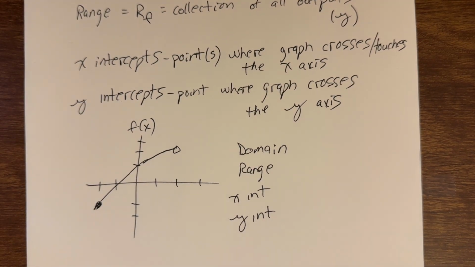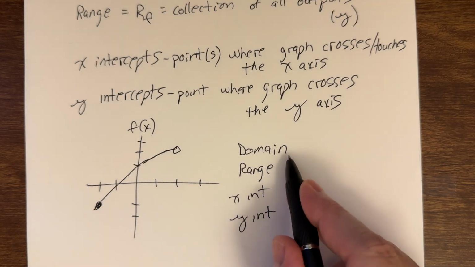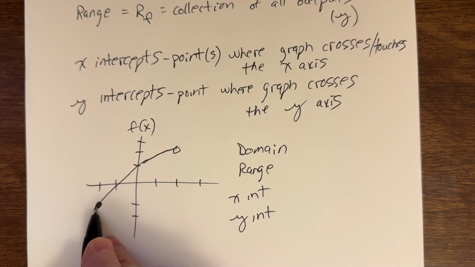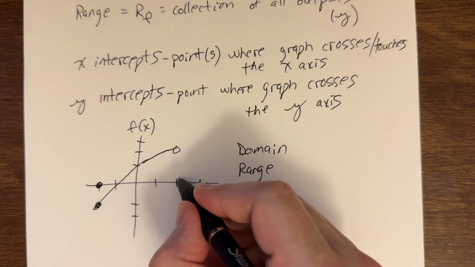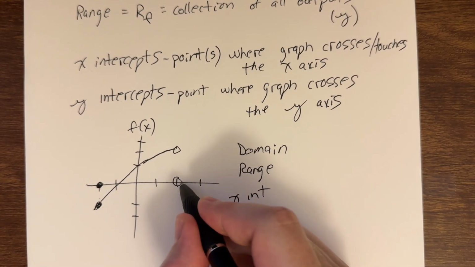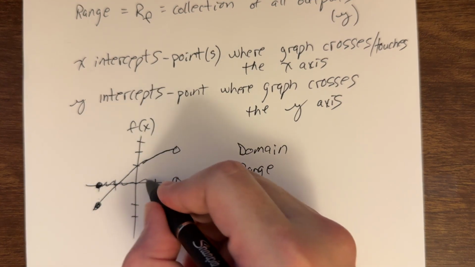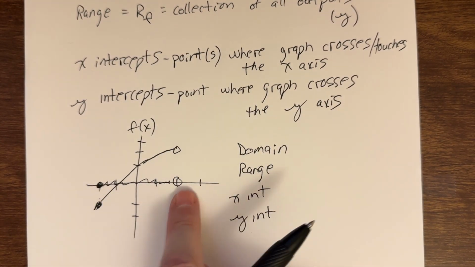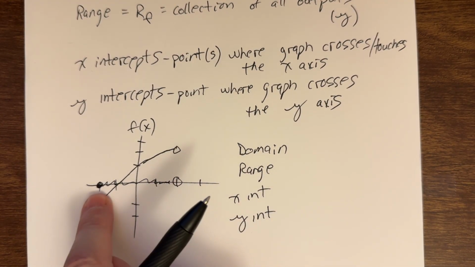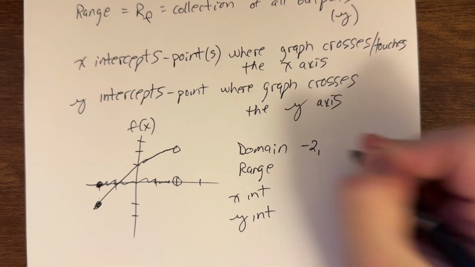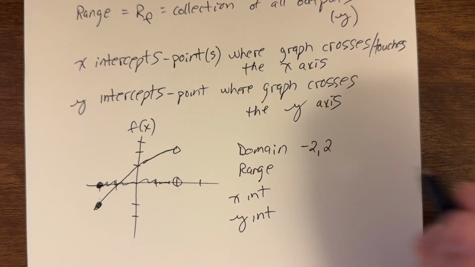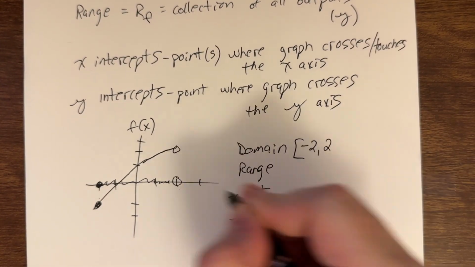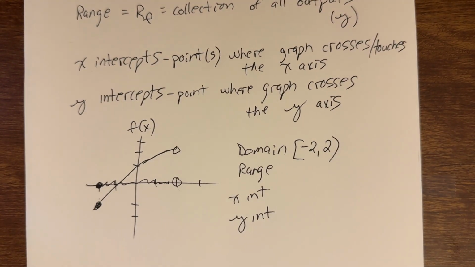How do we do this? Well, just like we were seeing before. My domain, I'm looking for the x's. I'm starting here on the left at this point, and it's filled in, and I'm ending here on the right with this open circle. I'm filling in everything in between, and I just need an interval that's 2 units to the left of the origin, that would be minus 2, to 2 units to the right of the origin, to positive 2. That's filled in, gets the bracket, open, gets the parenthesis.